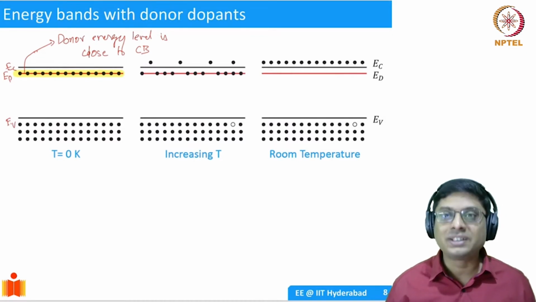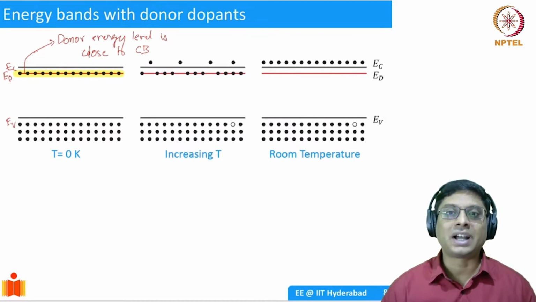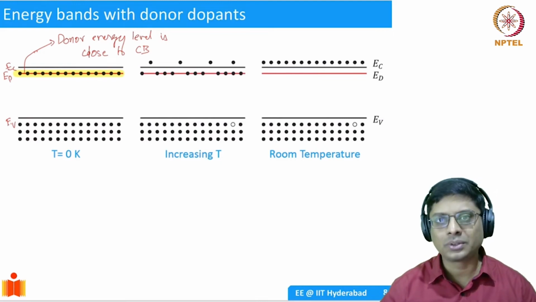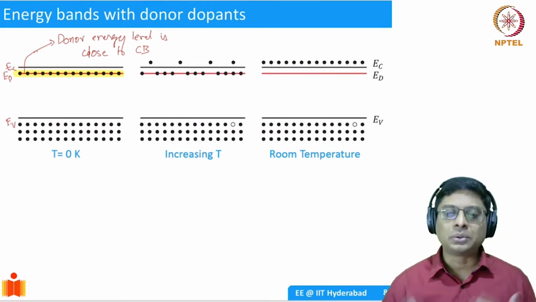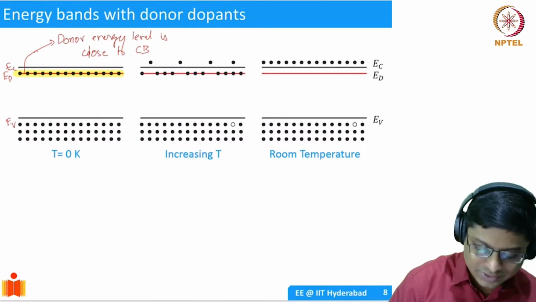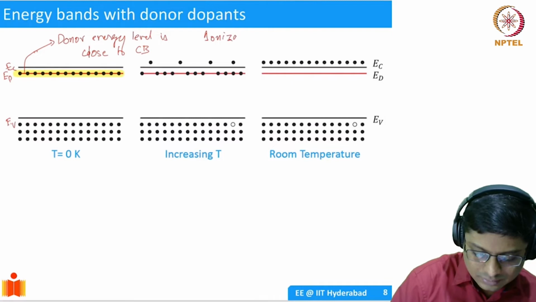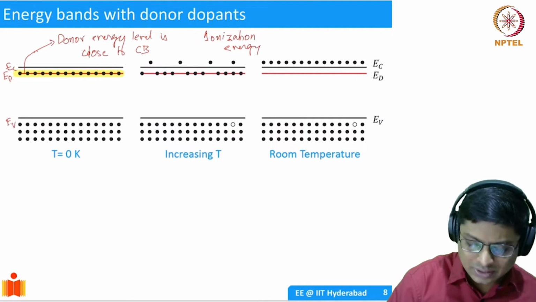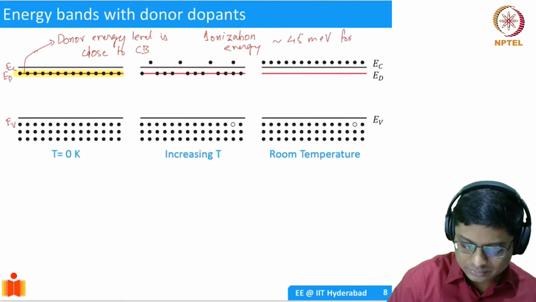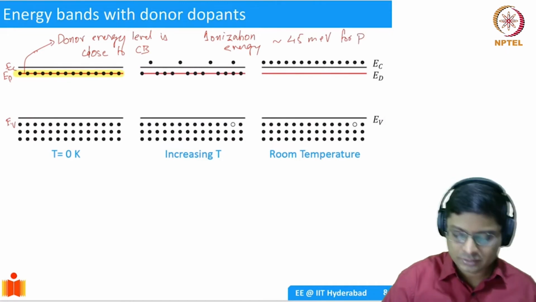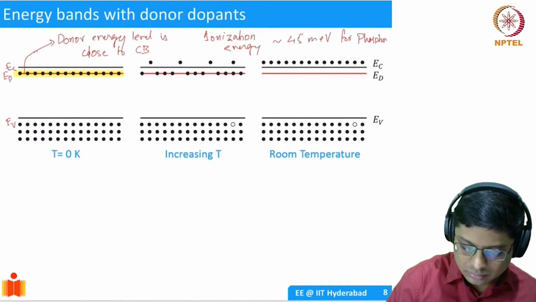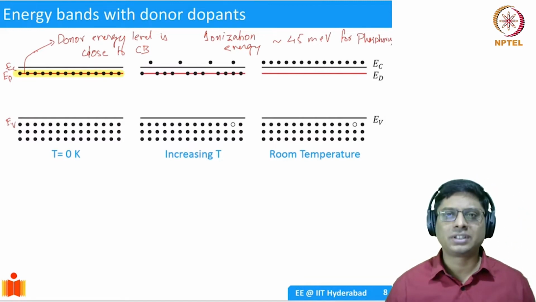When will they start contributing to conduction? They should get ionized. That means electrons should get out of the donor atom, and to do that, we require some ionization energy. This turns out to be about 45 milli-electron volts for phosphorus. So this is quite small energy. We said room temperature energy kT was 26 milli-electron volts, so quite close to that.